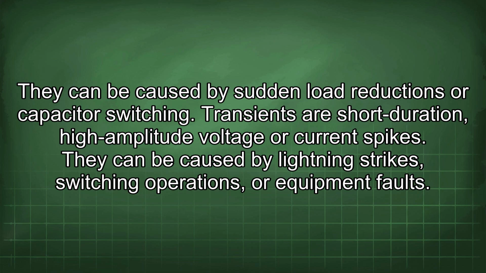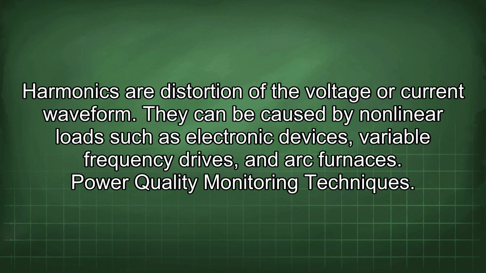Transients are short-duration, high-amplitude voltage or current spikes. They can be caused by lightning strikes, switching operations, or equipment faults. Harmonics are distortion of the voltage or current waveform. They can be caused by nonlinear loads such as electronic devices, variable frequency drives, and arc furnaces.